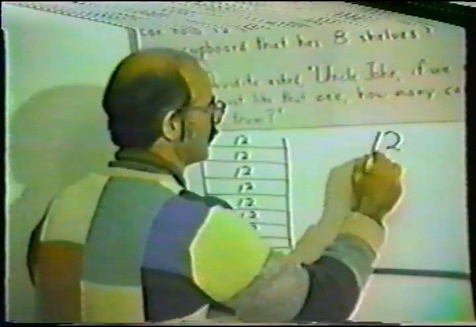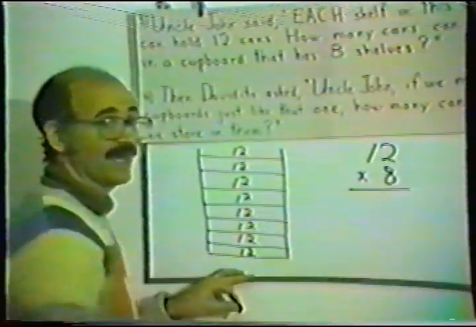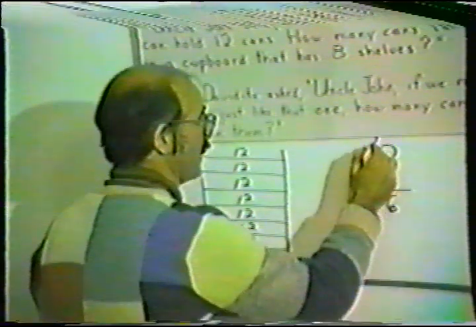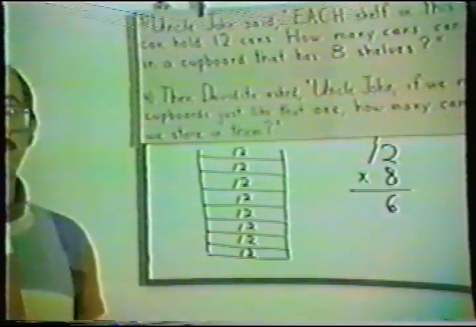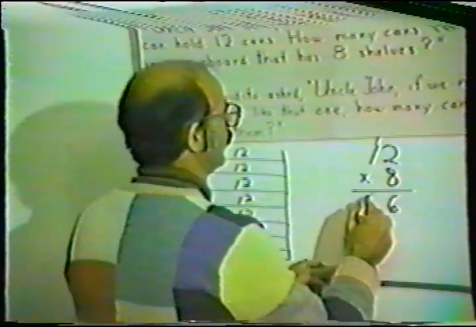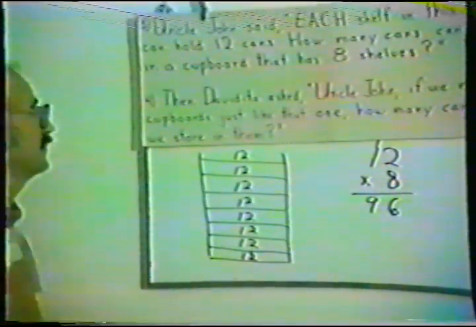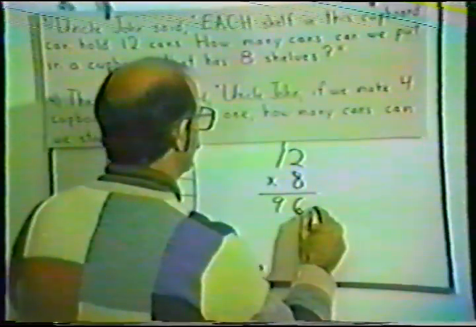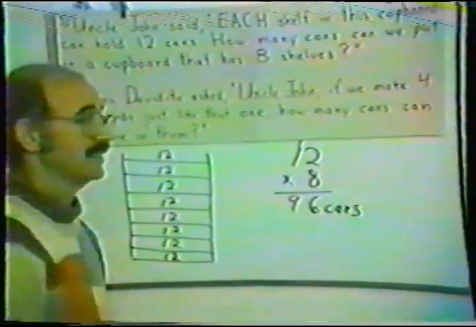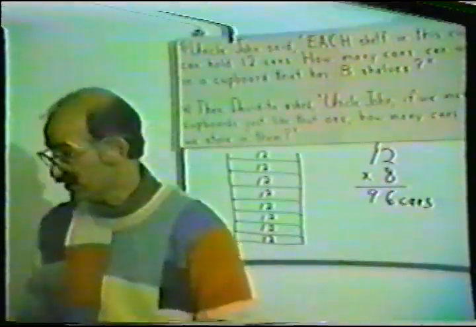12 times 8. 2 times 8 is? 16. Put down the 6, carry the 1. 1 times 8 is? 8. Plus the 1 is? 9. 96. 96 what? Cans. And that's 96 cans in one cupboard that has 8 shelves.